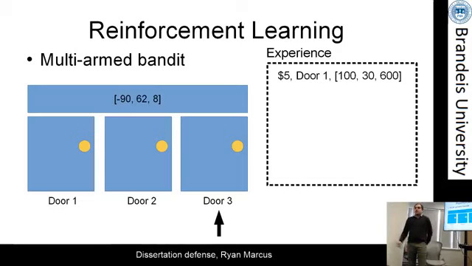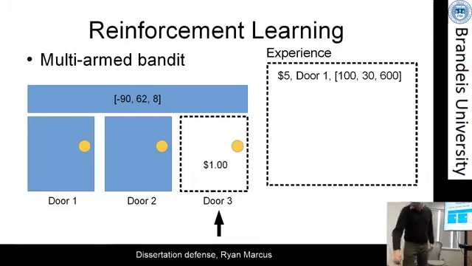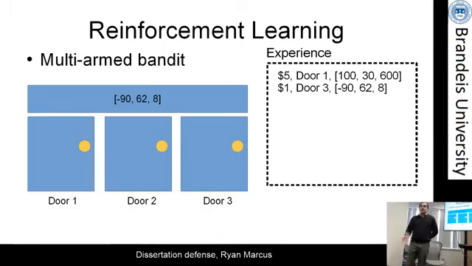We still don't really know a whole lot of information, but I tried door 1, so I might as well do a little bit of exploration. So maybe this time I pick door 3. Maybe I open door 3 and I see $1. Ooh, not nearly as good as the $5 I got before. So I write that down into my experience. I got $1 when I opened door 3 when I saw this particular context vector.